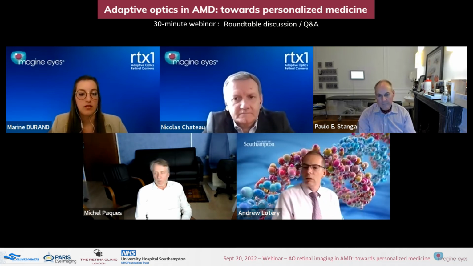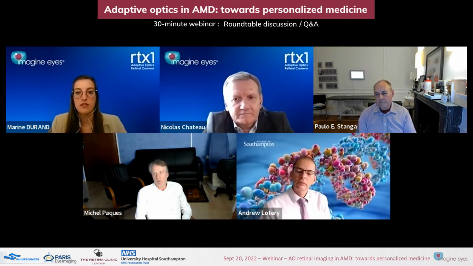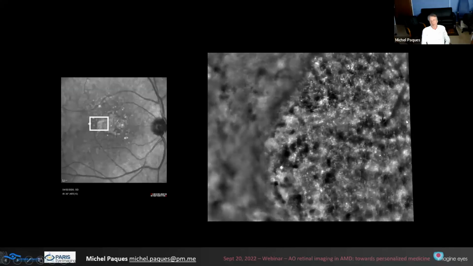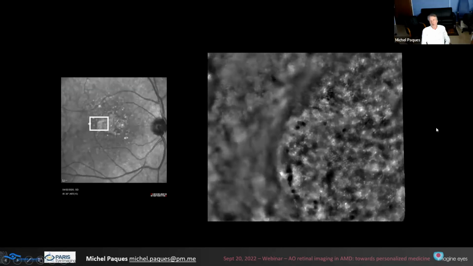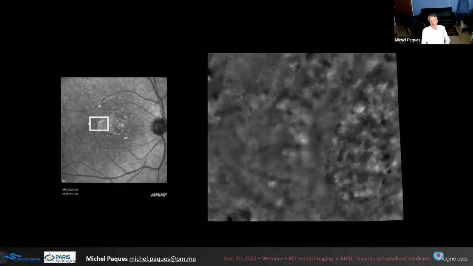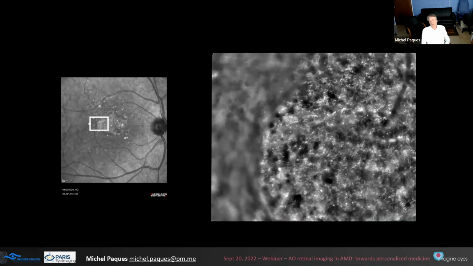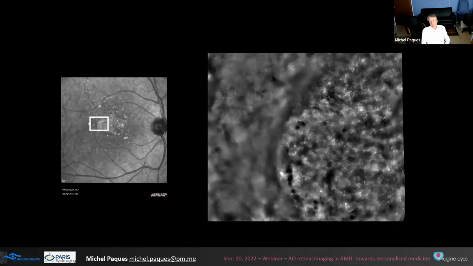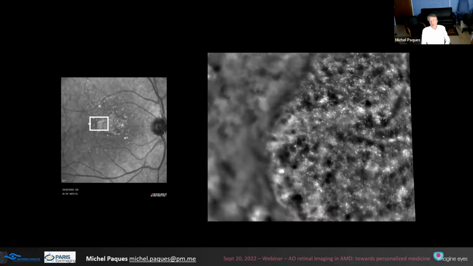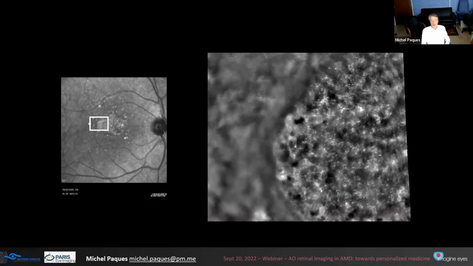Well, we've been observing not only intermediate AMD, but also progression of atrophy, which was our first objective. And the idea was, can we measure more precisely the progression of geographic atrophy? And the response, non-surprisingly, is yes. And so this is an illustration of progression of atrophy. The atrophy is on the right, the non-atrophic RPE on the left.